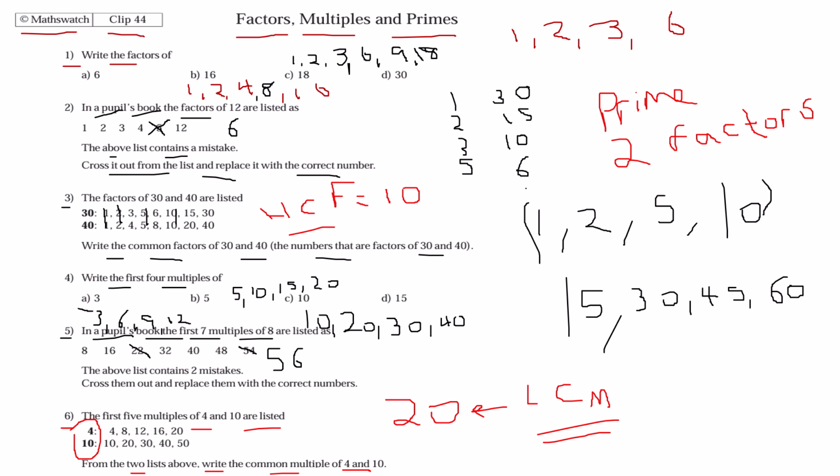So the first prime number is actually 2, then it's 3, then 5, then 7, then 11, 13, 17, 19, 23, 29, 31, and so on and so forth.